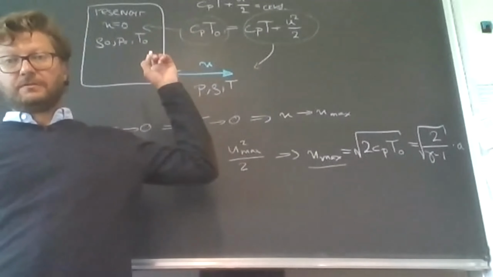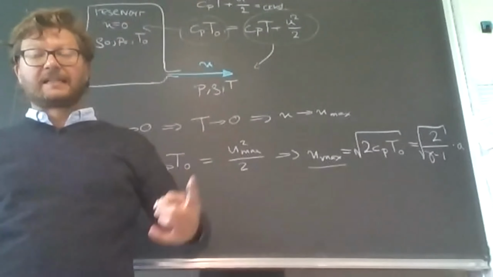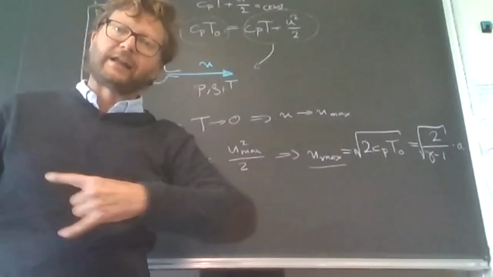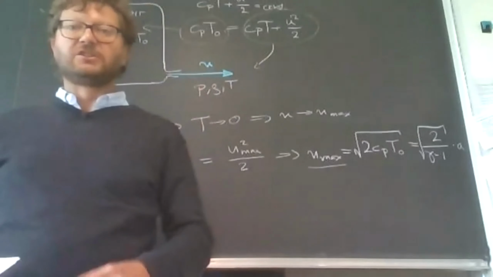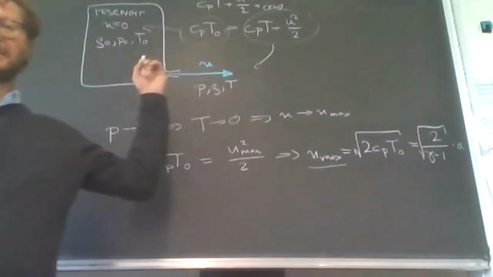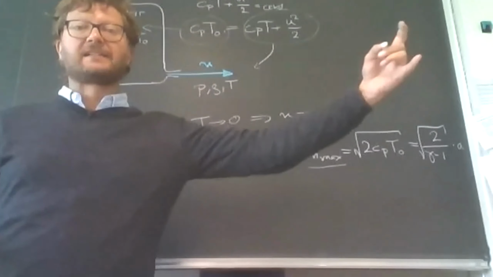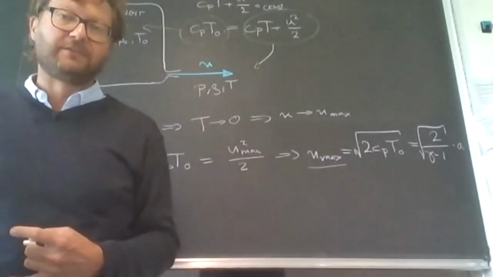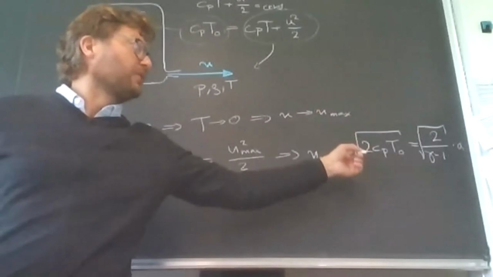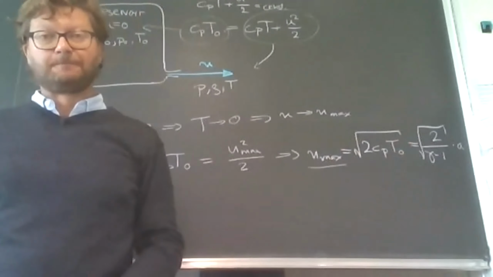Of course, if you put more energy, if you put a rocket engine to it, then it can accelerate more. But just using all the energy that's contained in ambient air, we can accelerate maximum up to 750 meters per second. You can plug in the numbers here and that's what it gives.